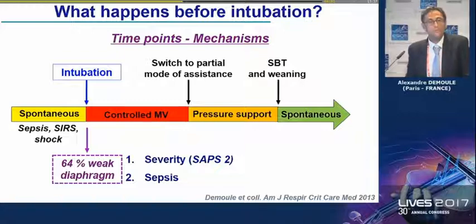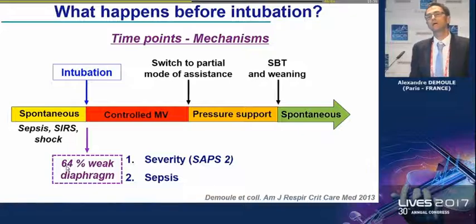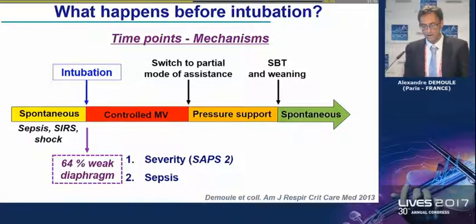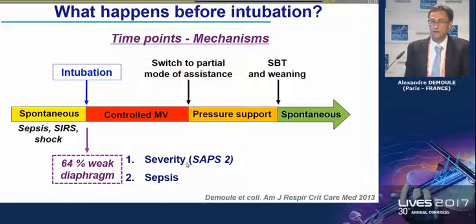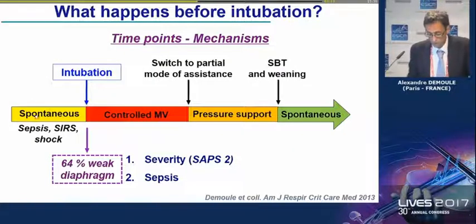And very recently, my team and Samir Jabanswan studied the strength of the diaphragm right after intubation, 24 hours after intubation. And we were very surprised to observe that in 64% of patients, there was a weak diaphragm. In 64% of patients, right after intubation, the diaphragm is weak. And the 2 independent risk factors for this acquired diaphragm weakness were the severity of the patient, like high SAPS2, and the sepsis. So maybe something happened there. Before intubation, something bad happened to the diaphragm.